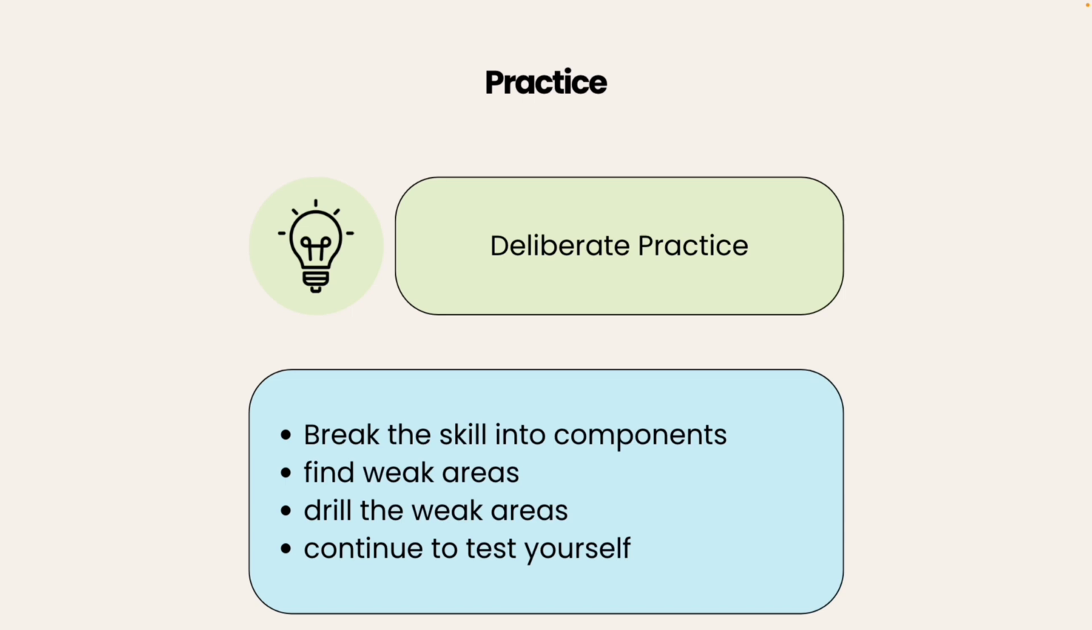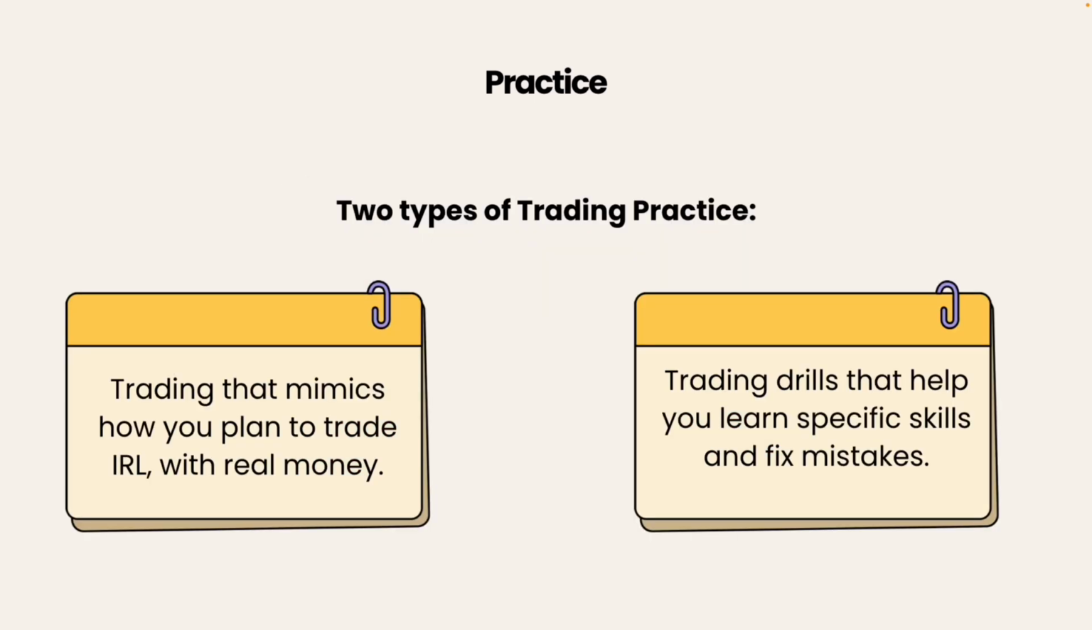So the book talks about different types of practice, and the first type of practice is deliberate practice. This is where you break the skill into its components and find weak areas. Then you want to drill those weak areas and continue to test yourself. As I see it, there are two types of trading practice. There is trading that mimics how you plan to trade in real life with real money. And then there are trading drills that help you learn specific skills and fix specific mistakes.